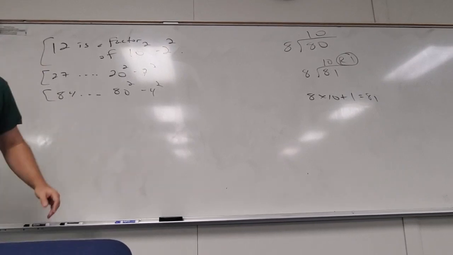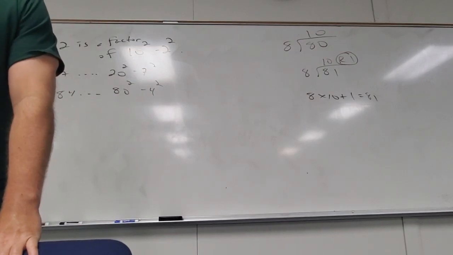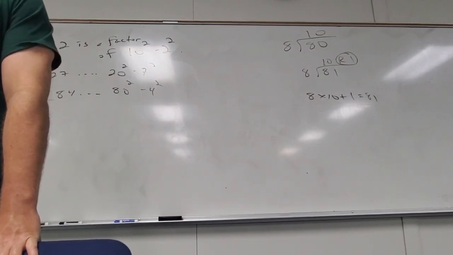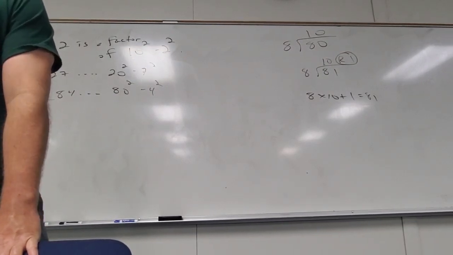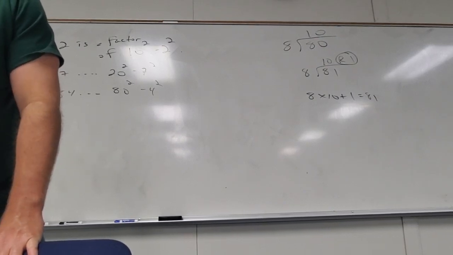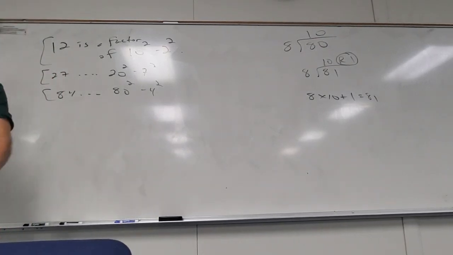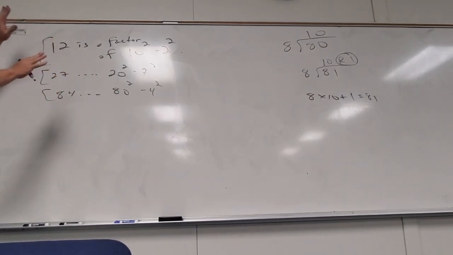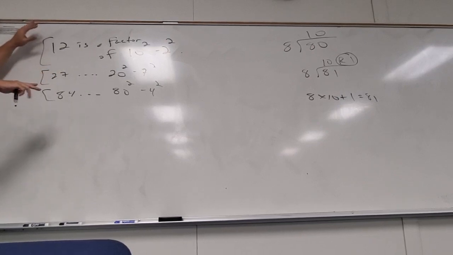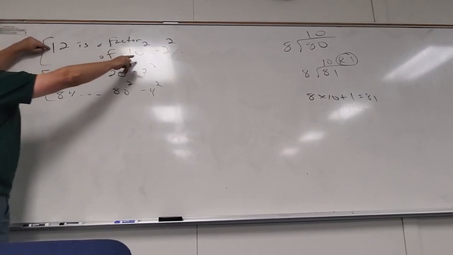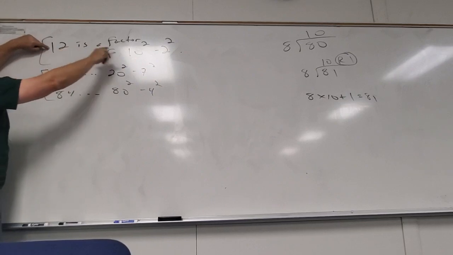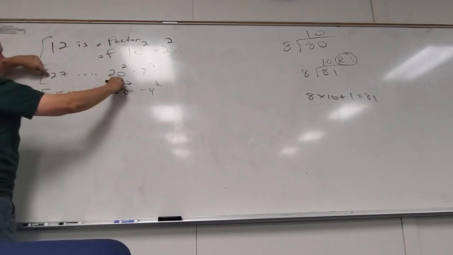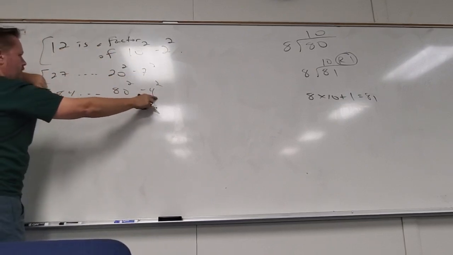And then I think it asks, check to see whether these statements are correct. Using a variable, prove why this works in general. Okay. So, real quick, it's very clear. Where did 12 come from? How's 12 related to these numbers? How's 27 related to these numbers? How's 84 related to these numbers?